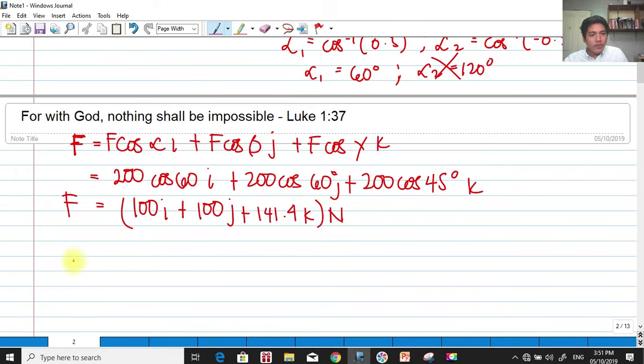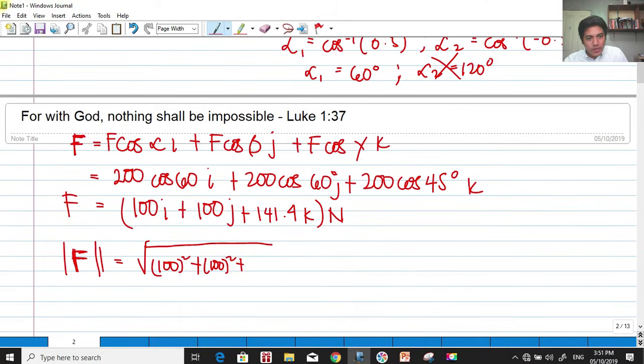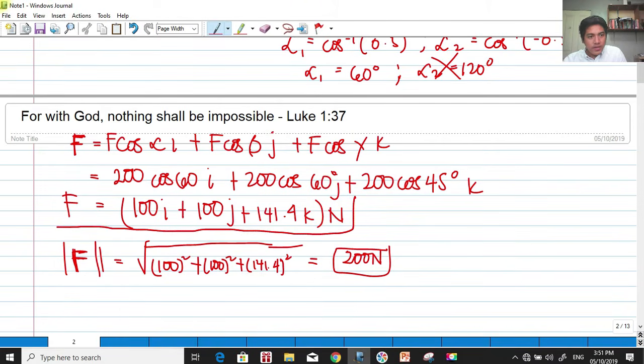How do we check? If we get the magnitude of our vector F, that should be equal to 200. 100 squared plus 100 squared plus 141.4 squared should equal 200 Newtons. So hence, our answer here, that is this Cartesian vector of this force, is correct. This is our final answer.